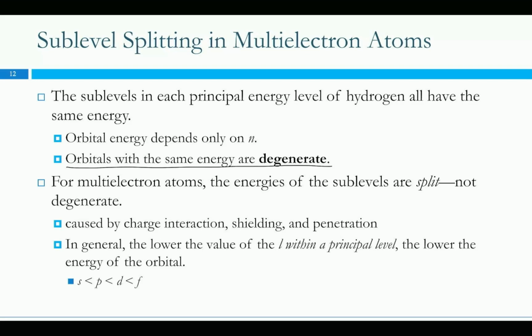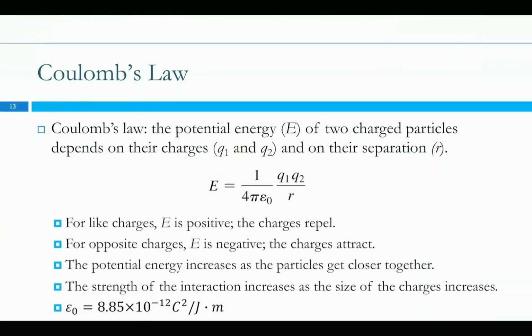There's a bunch of different things that can affect these. Really, you just need to know at this point the general order of energy. The lower the value of L within a principal level, the lower the energy of the orbital, all in the same principal level. So S is the lowest, P is a little higher, D is higher, F is higher. Sometimes a lot, sometimes a little.